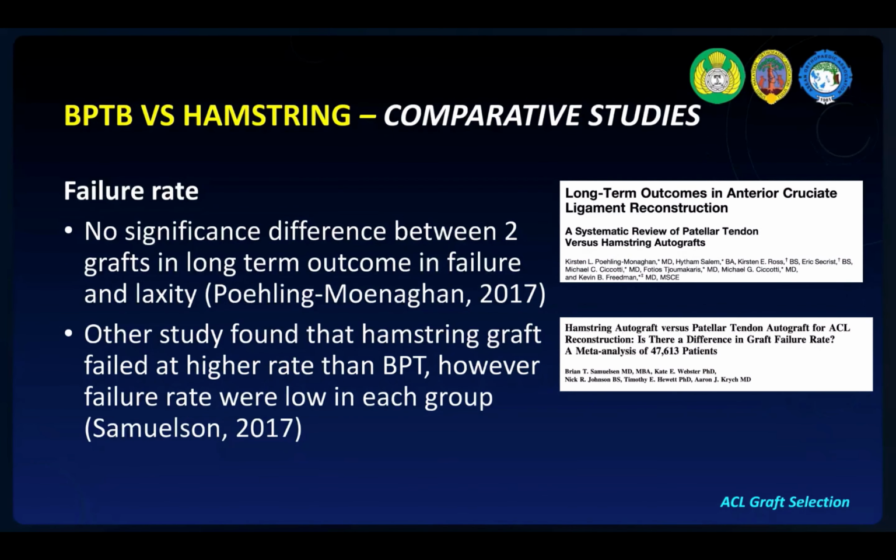There are a lot of studies comparing BPTB and hamstring graft in many different aspects. In failure rate, a systematic review from Monahan showed no difference in long-term outcome in failure and laxity between the BPTB and hamstring tendon. Other studies show that hamstring graft has a higher failure rate, but the failure rate in each group actually is very low.